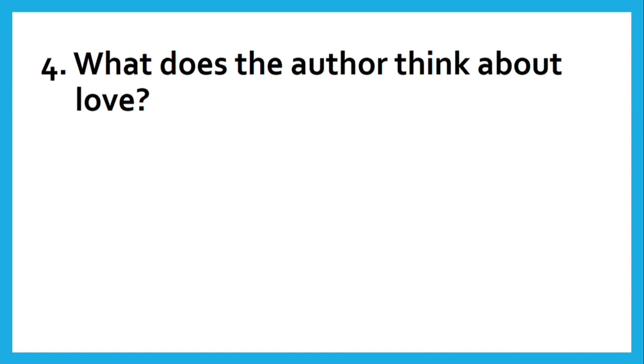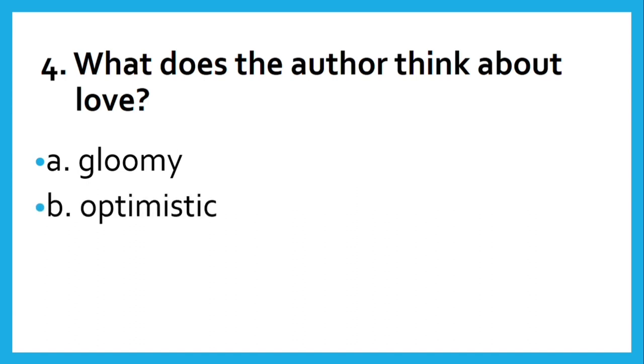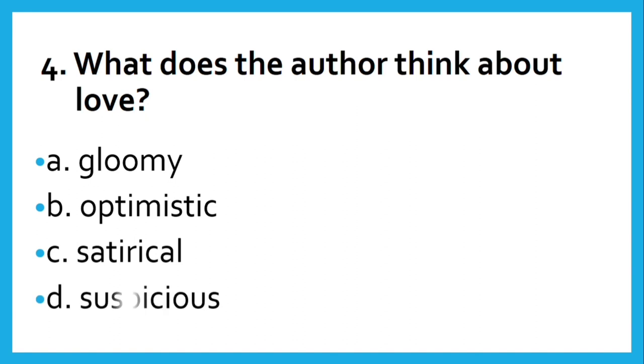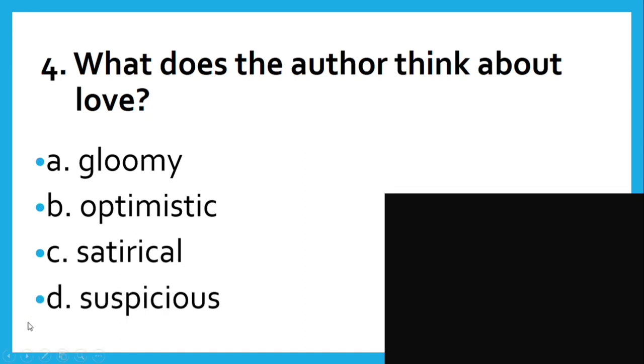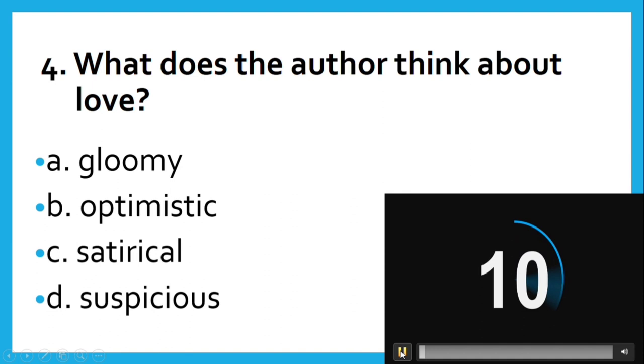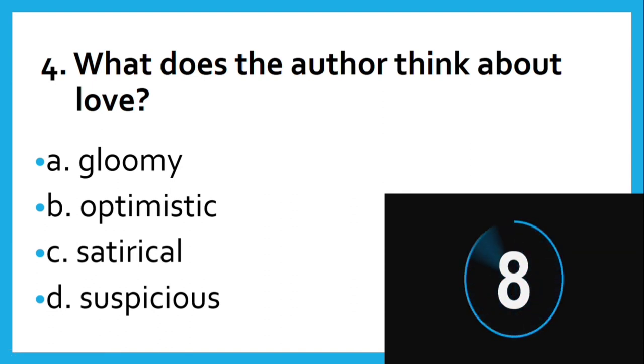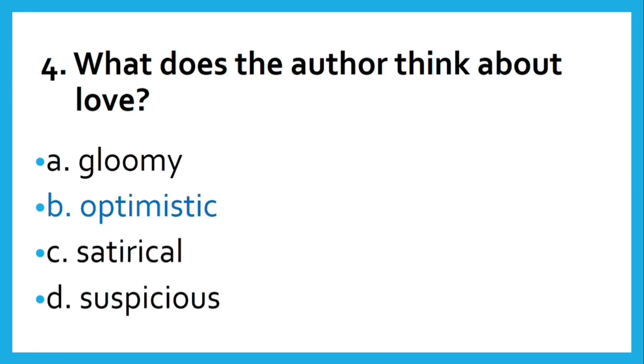Question number 4. What does the author think about love? Letter A, gloomy. B, optimistic. C, satirical. Or letter D, suspicious. Time's up! And the correct answer is... letter B, optimistic. Did you get the correct answer? Good job!